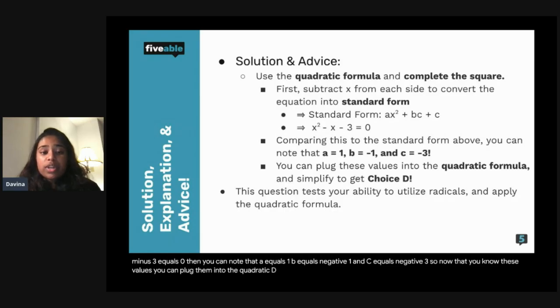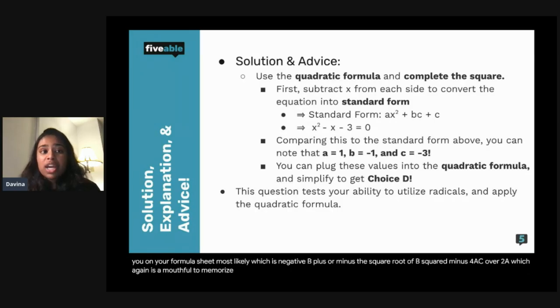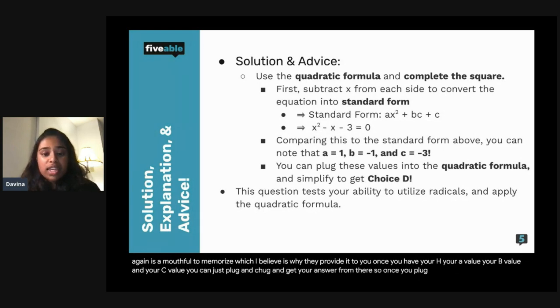So the quadratic formula, which again is not pictured here, but will be provided to you on your formula sheet most likely, is -b plus or minus the square root of b squared minus 4ac over 2a, which again is a mouthful to memorize, which I believe is why they provide it to you. Once you have your a value, your b value, and your c value, you can just plug and chug and get your answer from there. So once you plug everything in, you square, you take the square root, and you divide, you'll get choice D.